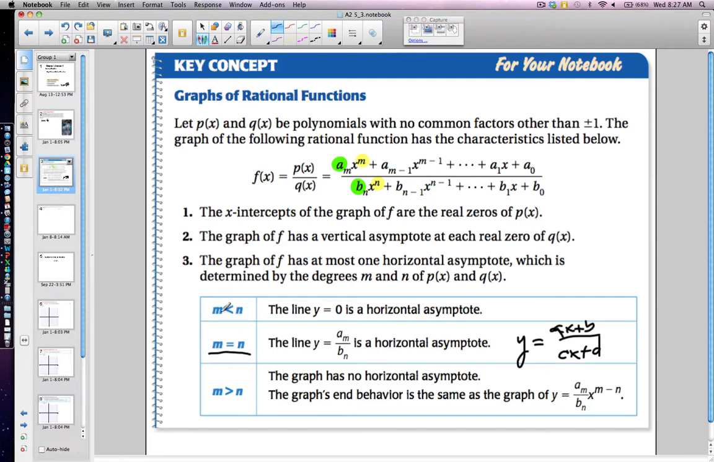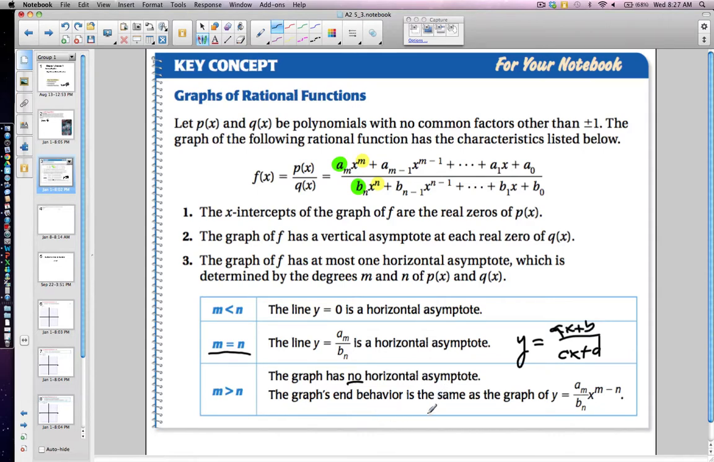Okay, so if my degree in the numerator is less than the degree in the denominator, then y is equal to 0 is my horizontal asymptote. When they're equal, it's the ratio of the leading coefficients. And when the degree in the numerator is greater than the degree in the denominator, it doesn't have a horizontal asymptote.